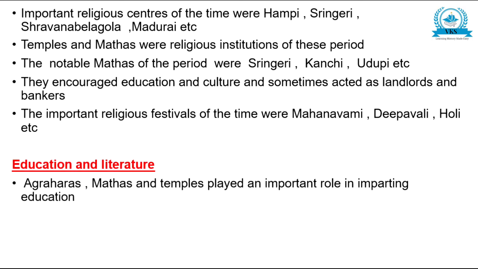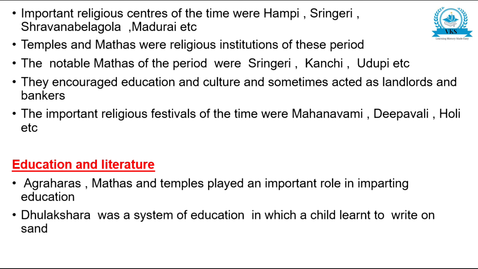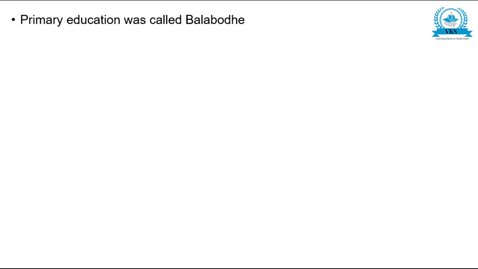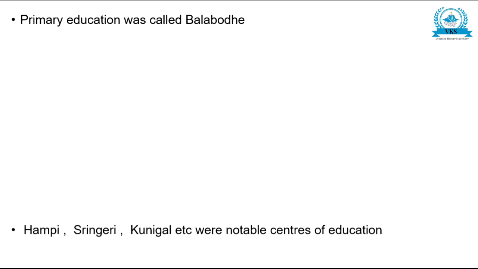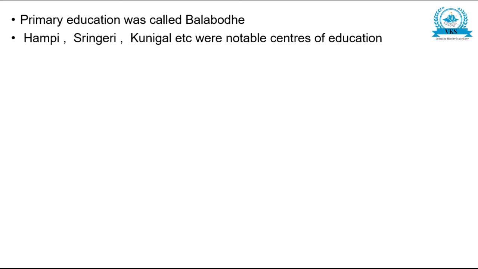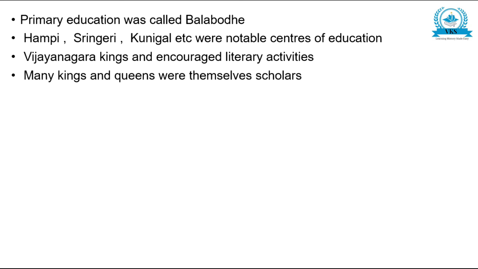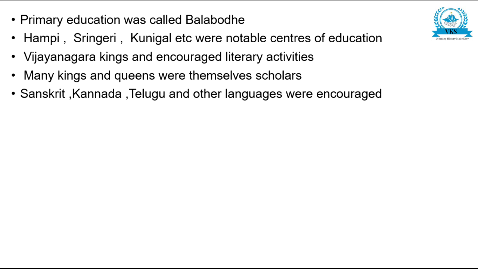Now education and literature. Agraharas, matas and temples played an important part in education. Dhulakshara was a system of education in which a child learned to write on sand. This is referred to in Mohana Tarangini of Kanakadasa. Primary education was called Balabode. Hampi, Sringeri, Kunigal, etc. were notable centers of education. Vijayanagara kings encouraged literary activities. Many kings and queens were themselves scholars. Sanskrit, Kannada, Telugu and other languages were encouraged.